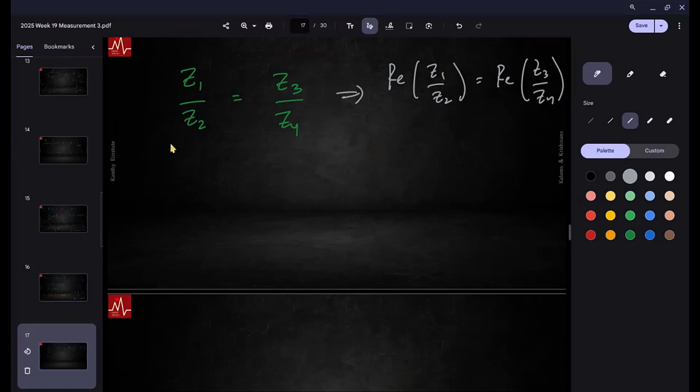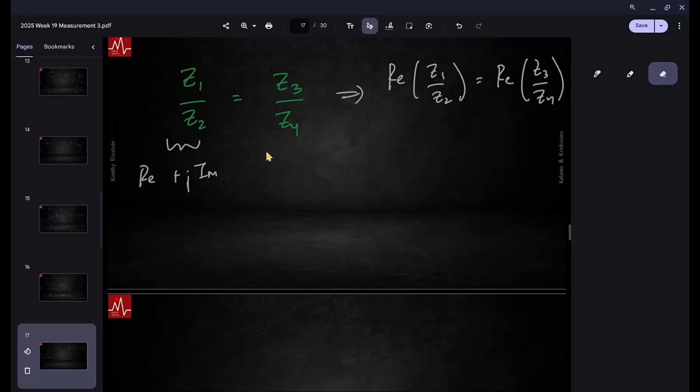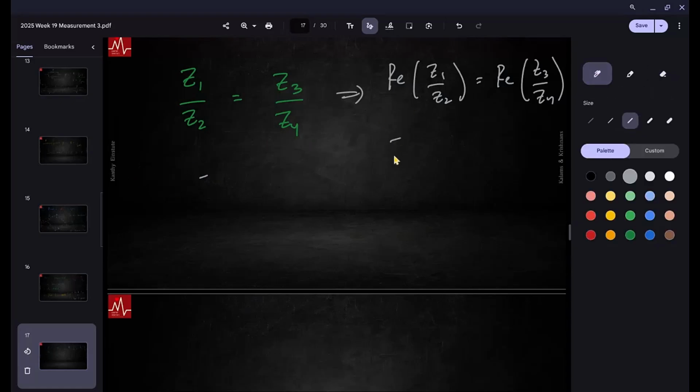This is a complex number, so we'll have a real part and an imaginary part. Same thing here. This will have a real part, imaginary part, right? So there are two equations. The real parts balance, and the imaginary parts balance. That's when complex numbers are equal.